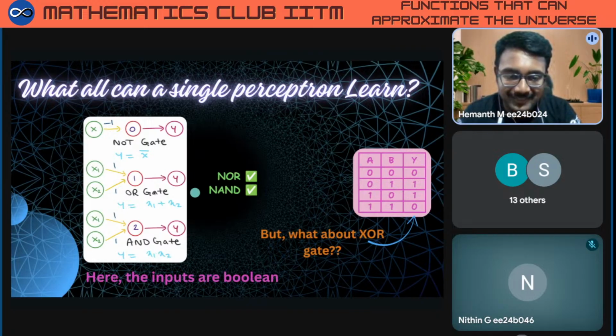Put the weights and threshold in the chat. You can even unmute and answer, because this is not a straightforward question which has a straightforward answer.